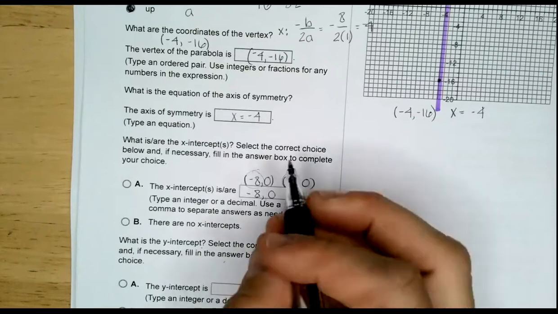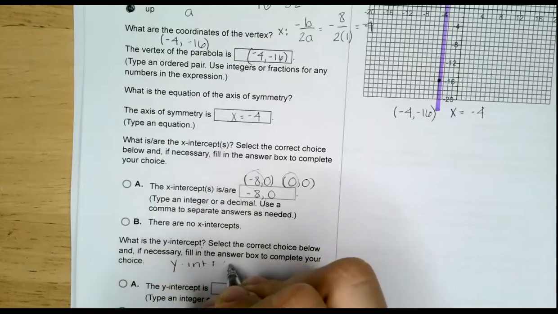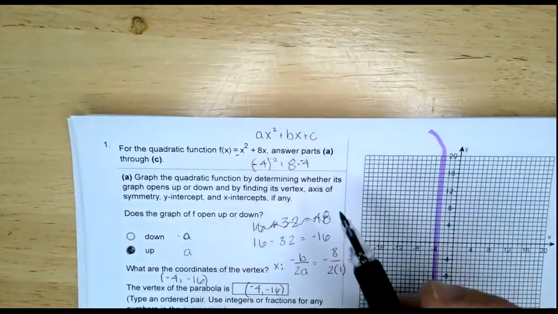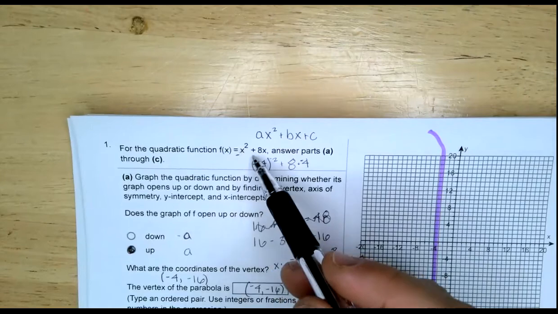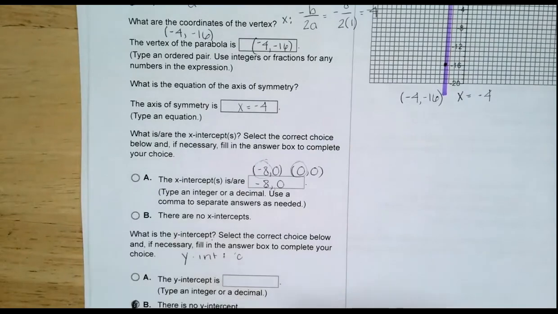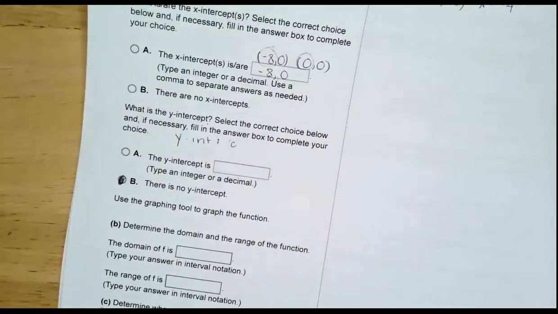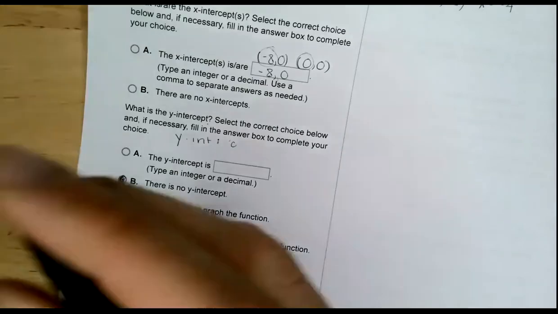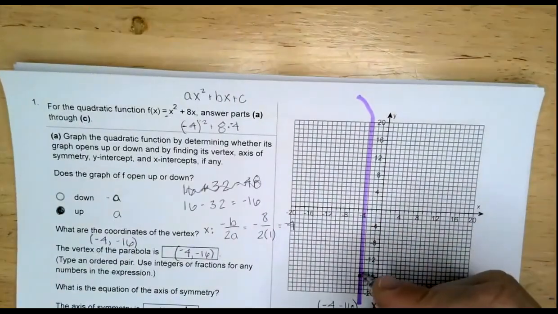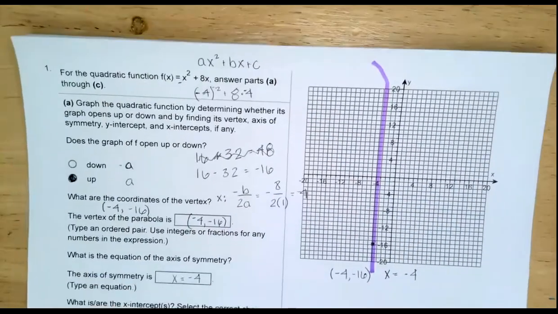Remember, the y-intercept is always c. It's just the term c. So here we have ax squared plus bx plus c, but our whole equation is x squared plus 8x, so there is no c. Oh, sorry. No c does not mean there's no y-intercept. It means that the y-intercept is 0, right? Because if it's down here and it's opening up, it is going to cross the y-axis. It's going to cross it at 0, 0.